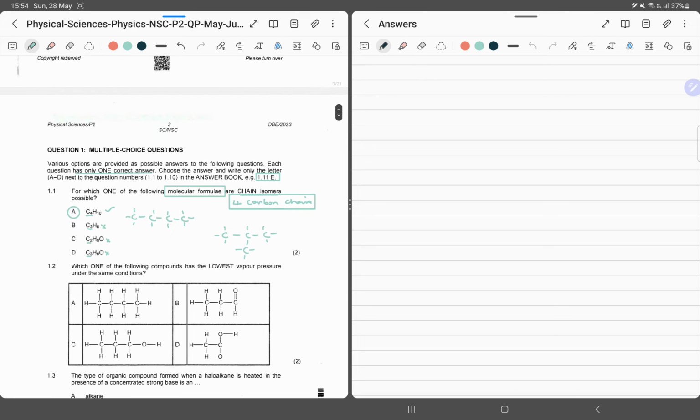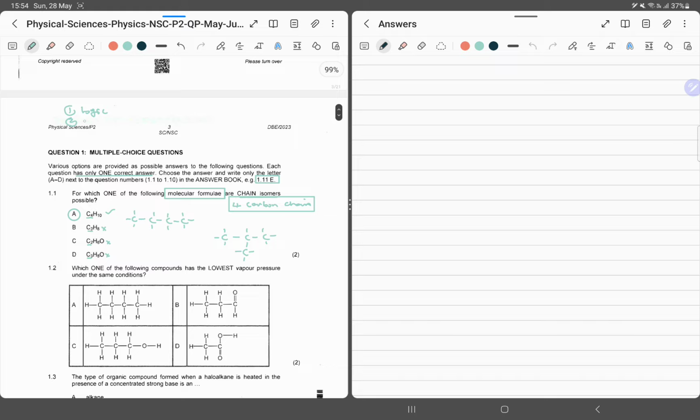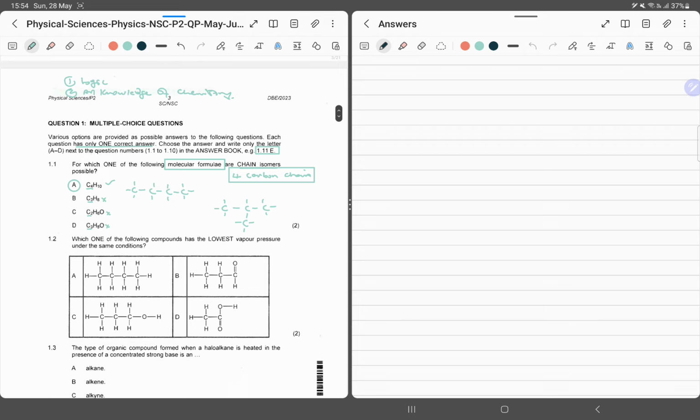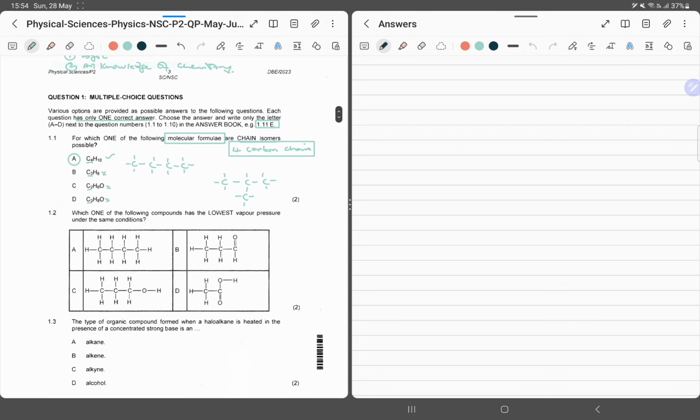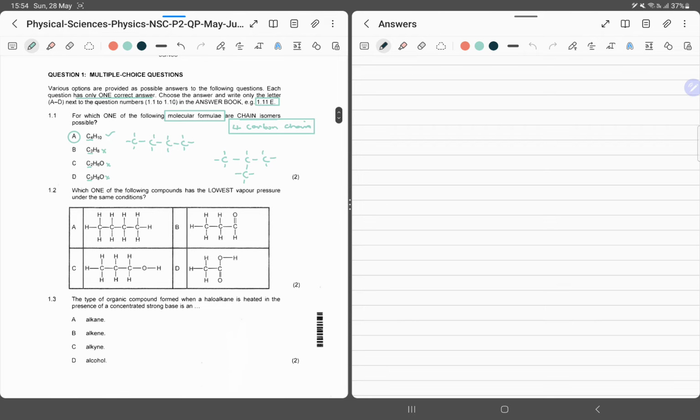In fact, I didn't highlight our mental prep. Here is just logic, guys. Number 1, you need logic. 2, you just need all knowledge of chemistry. All of those things just come in here. So you need to be a bit logical and be in a position to apply or exercise all knowledge of chemistry.